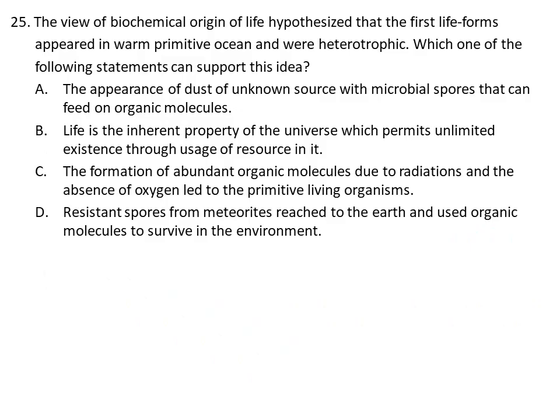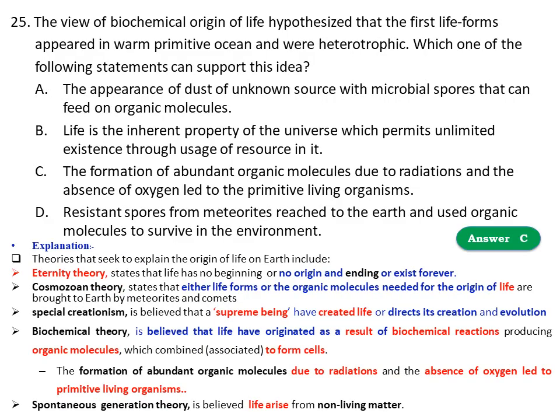Question number 25. The view of biological origin of life hypothesized that the first life forms appeared in a warm, primitive ocean and were heterotrophic. Which one of the following statements can support this idea? So the answer is C: the formation of abundant organic molecules due to radiation and the absence of oxygen led to primitive living organisms.